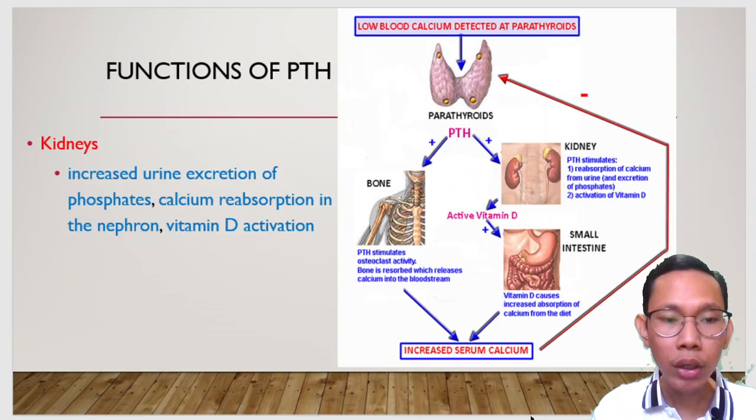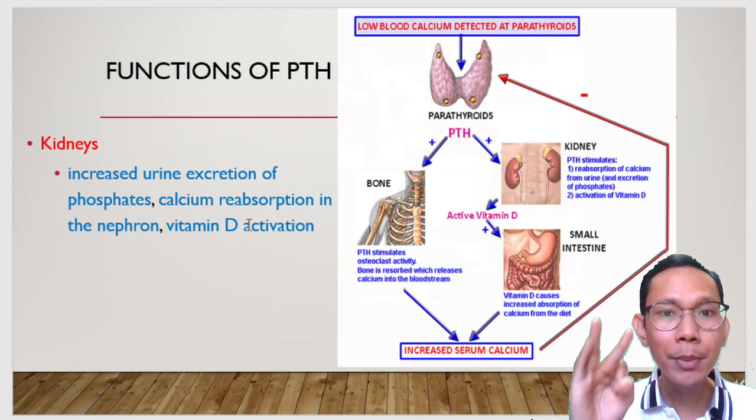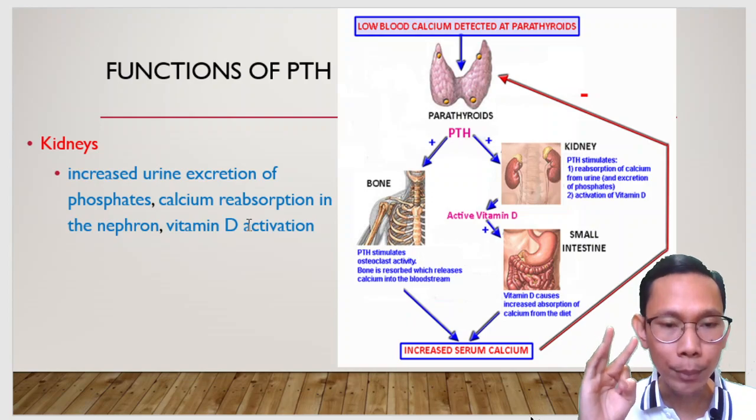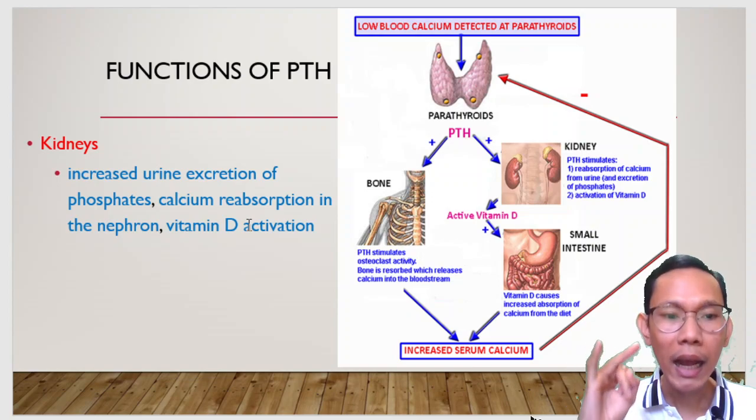How about in the kidney, doc? In the kidney, your parathyroid hormone increases your urine excretion of your phosphate, causes calcium reabsorption in the nephron, and increases your vitamin D activation. In short, sa kidney, may tatlong effect ang parathyroid hormone. Pinapataas ang excretion ng phosphate, ini-increase ang absorption ng calcium, ini-increase ang activation ng ating vitamin D para mas maraming calcium na marireabsorb. So, tatlong effect: increase your urine excretion of your phosphate, calcium reabsorption, and your vitamin D activation.